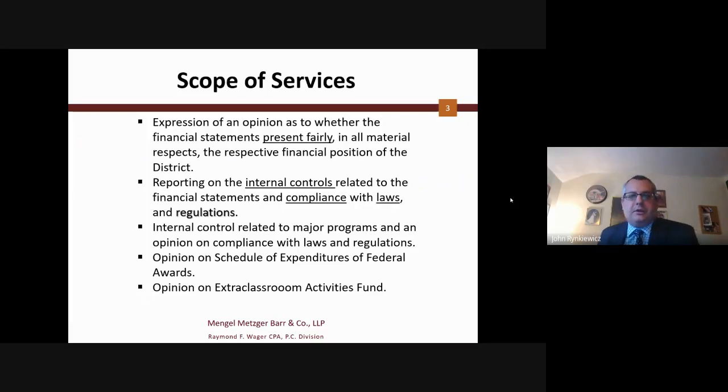So, scope of services. These are the various reports that we'll be issuing based on the results of our audit: an opinion on the financial statements themselves, whether they're presented fairly, in regards to government auditing standards; an opinion on the internal controls the district has, as well as its compliance with laws and regulations. Also, because you have federal money, and we'll discuss some more on the federal money later, we have opinions on internal control related to major programs, which are your federal programs, and the schedule of federal awards. We also do a separate audit on your extracurricular activities, and we'll issue an opinion on those.